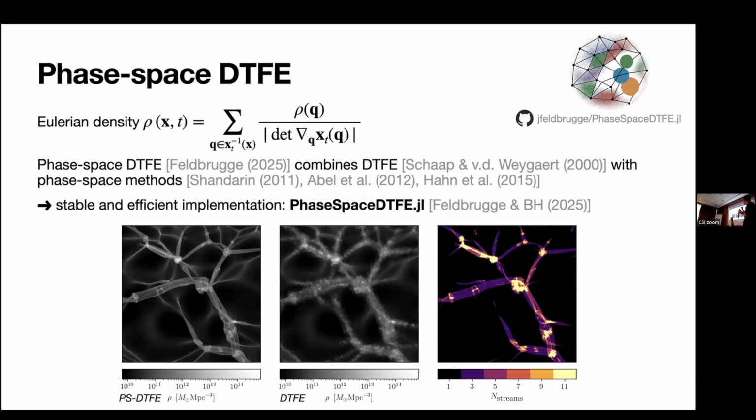We have recently implemented the phase-based DTFE method, which combines DTFE with previously proposed phase-based estimators, such as by Oliver Hahn, for example. And the phase-based DTFE JL is a publicly registered Julia package. It's stable and efficient. It's well documented. It even has a logo, and as you can see, it's also much better than the DTFE method. So if you're interested, do check that out.